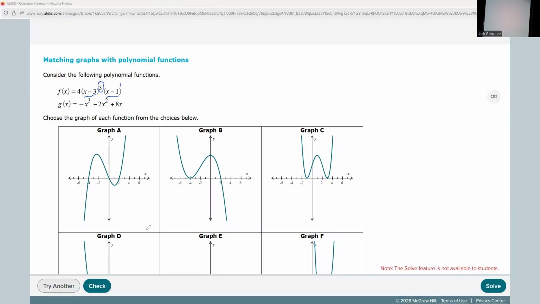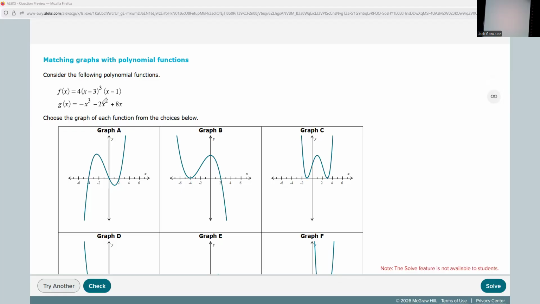So there's something I didn't mention before: odd multiplicities are going to go through the graph. So like this goes through wherever there's a 0. If it goes through, sorry, it goes through the x-axis. That's what I meant. That means that your 0 is odd. Now, if it bounces off the 0, then it's an even multiplicity. So that's one way you can kind of choose your correct graph.